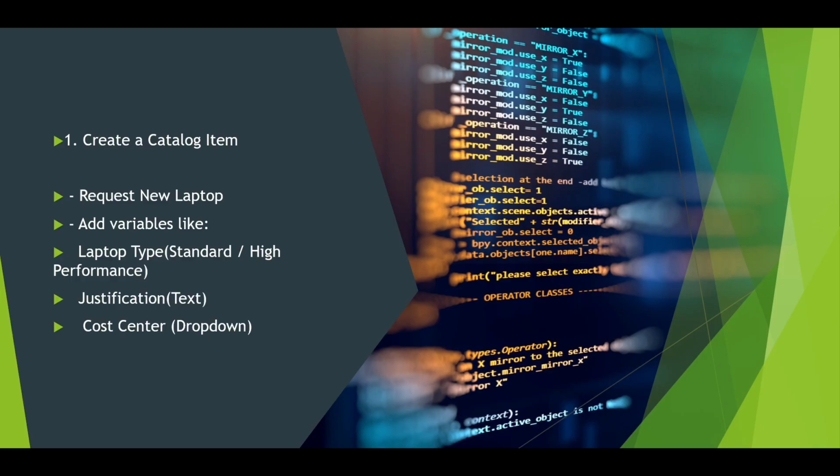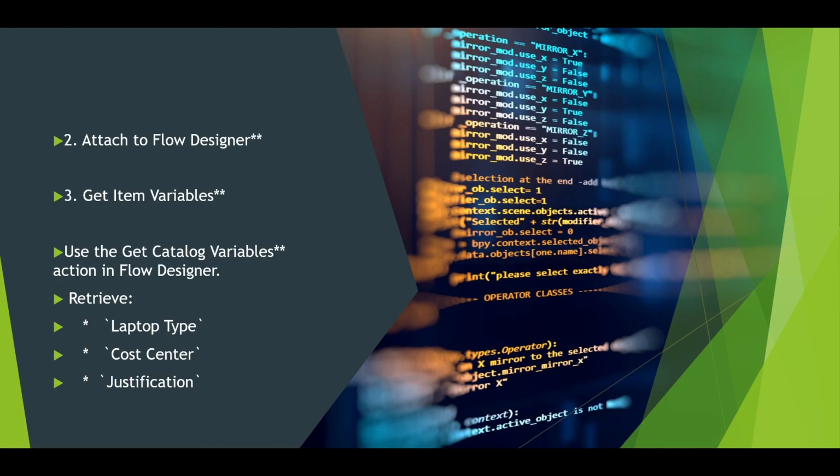And how can we create it? First, we have to create the catalog item, and we give the catalog name as request new laptop, and we give the variables. Laptop type is standard and high performance. Second, we give a text field for justification, and we add the cost center.